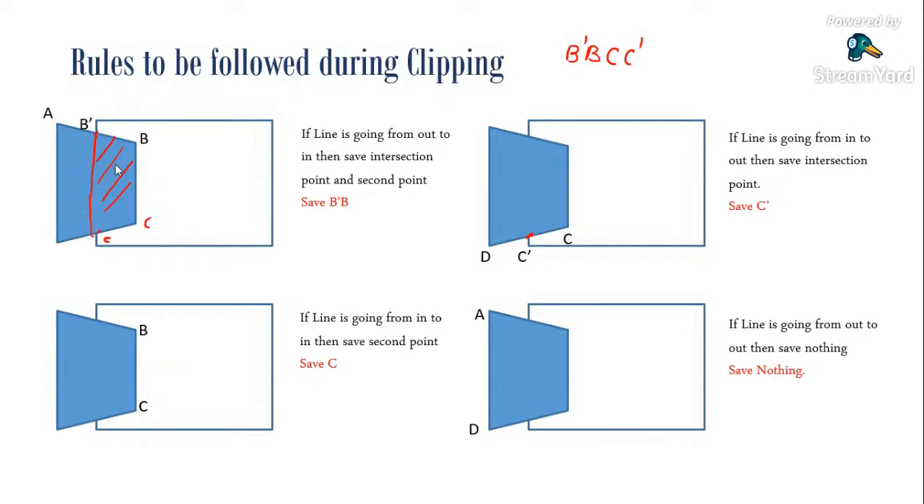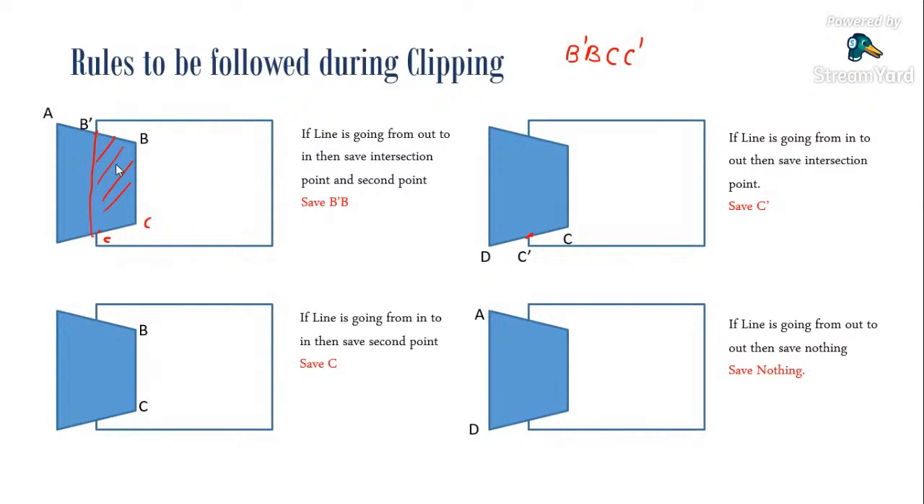Those four rules: if the line is going from outside to inside, what you have to save? Intersection point and second point. If the line is going from inside to inside, save the second point. If the line is going from inside to outside, you have to save the intersection point. And if the line is going from outside to outside, you have to save nothing.